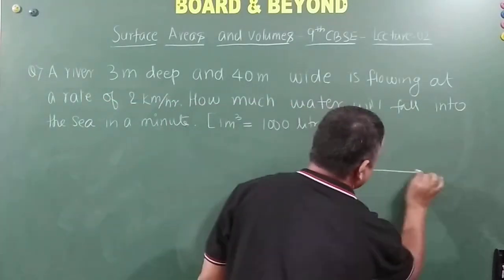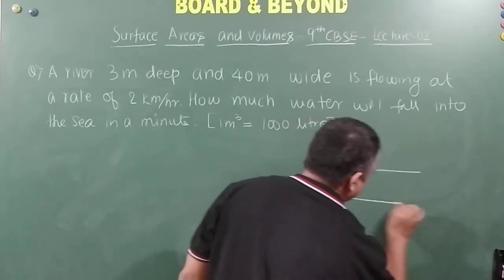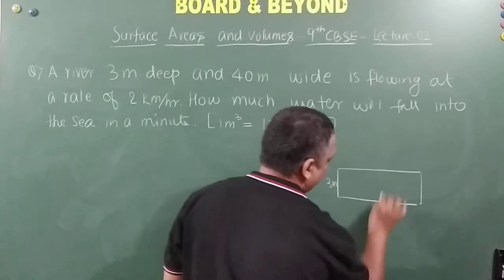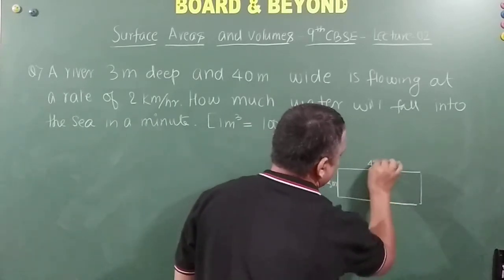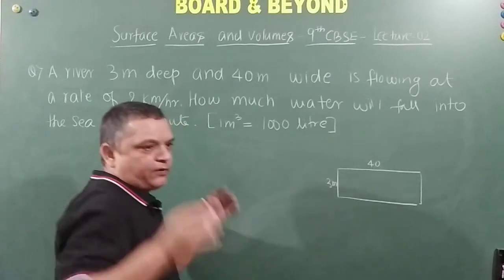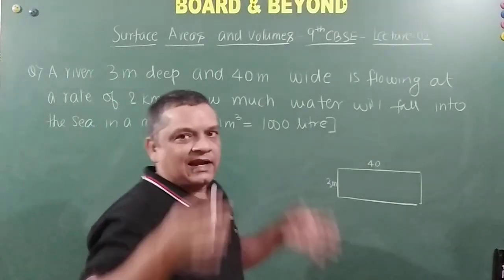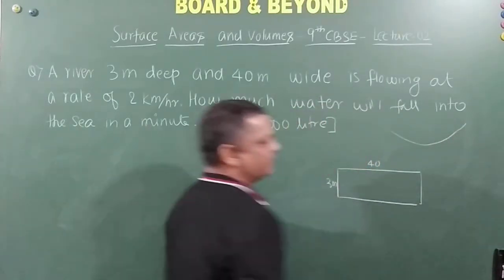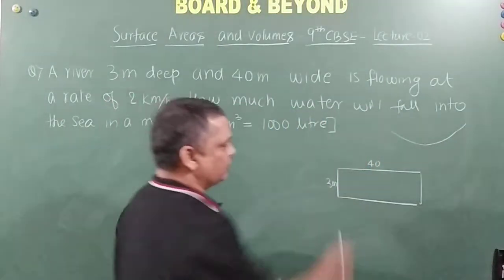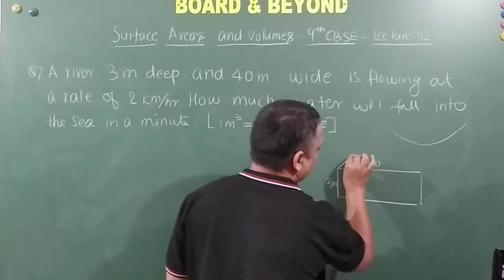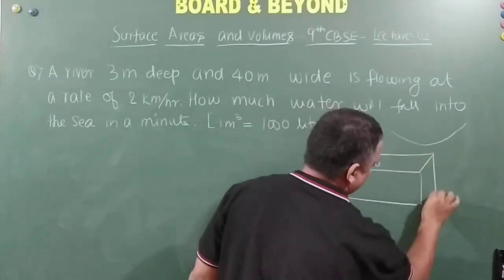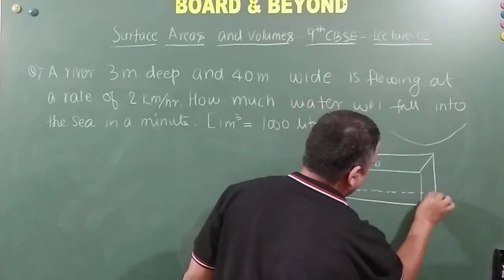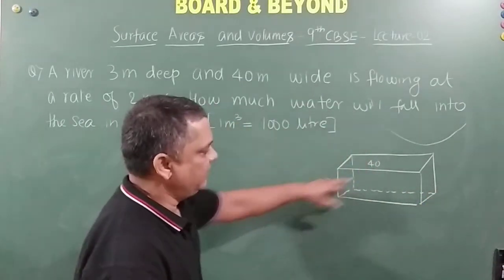So let us first try to analyze. We will just say this is the river. So it is 3 meter deep and 40 meter wide. So this is the river. For simplicity, we will consider it as a rectangular river, although the river is something like this. But if it is like this, then we will not be able to calculate it. So it is a rectangular river, okay? So we have got 3 and 40.